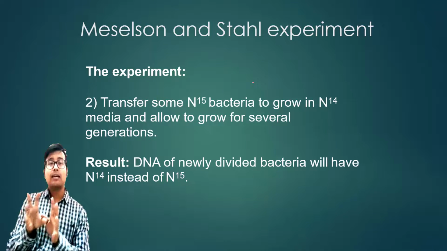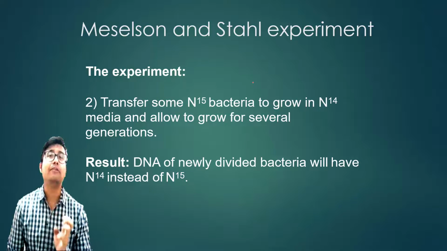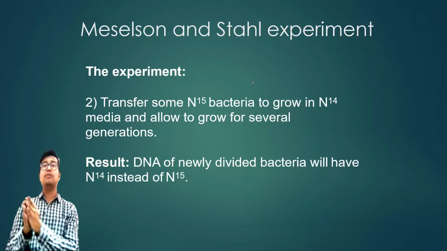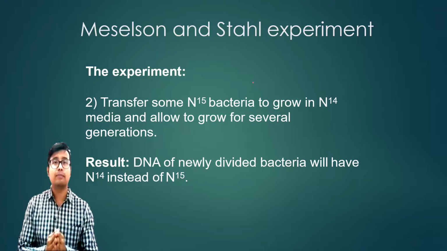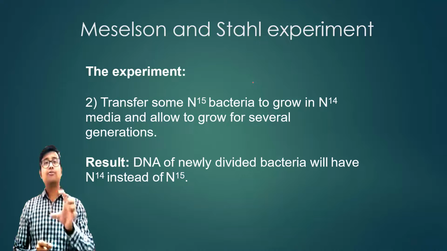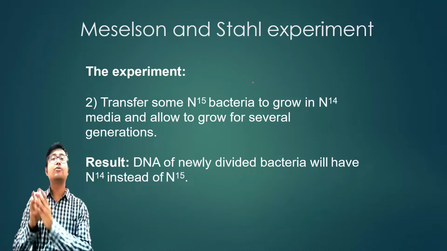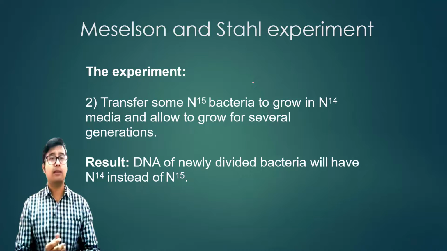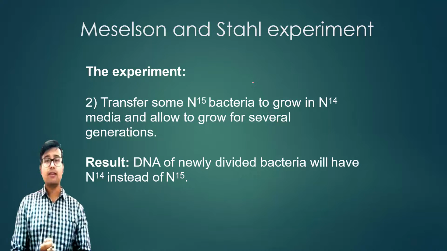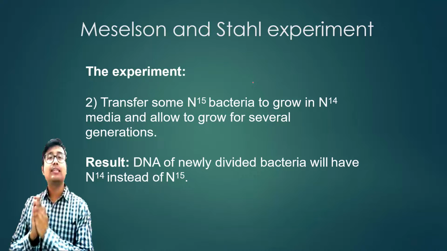So this bacteria now is called heavy bacteria. You get my point? Because if we isolate 1 mole of this bacteria, or suppose if you isolate 1000 particles of that bacteria, it will simply physically be heavier compared to the bacteria that is growing in normal ammonium chloride. So they grew bacteria in heavy as well as in light medium.